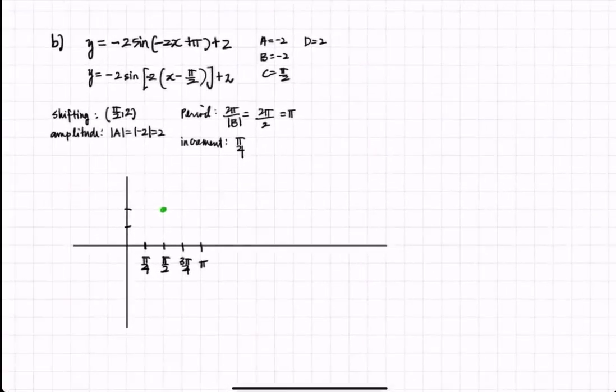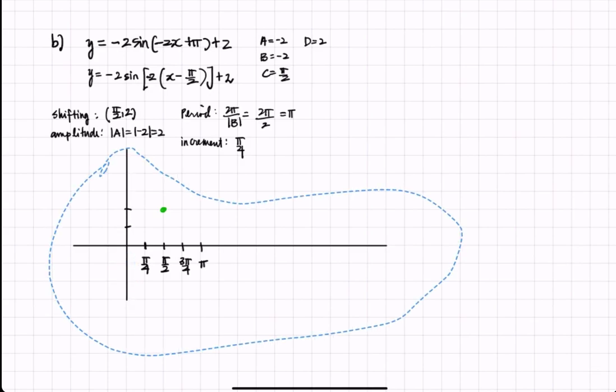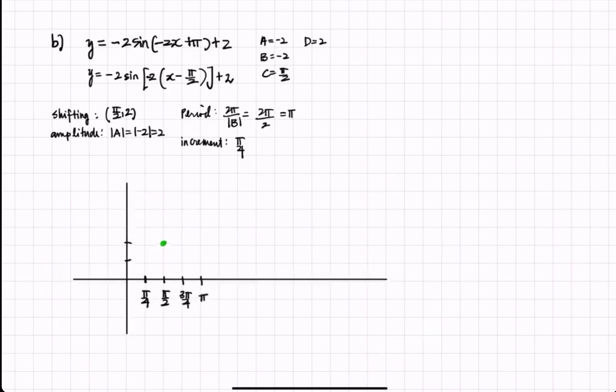And what is the amplitude? I need space. The amplitude is 2. So, from your shifting, magdrawing ka 2 units upward and downward. So, this is 2. So, 1, 2. Tapos pababa, 1, 2. And then the length is your period, which is pi.